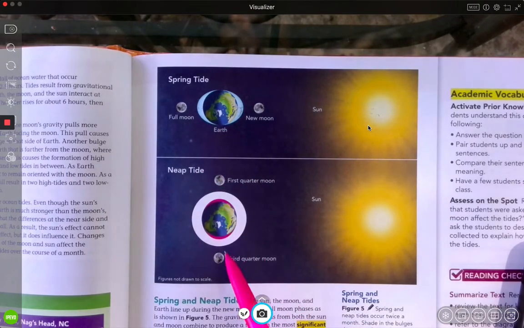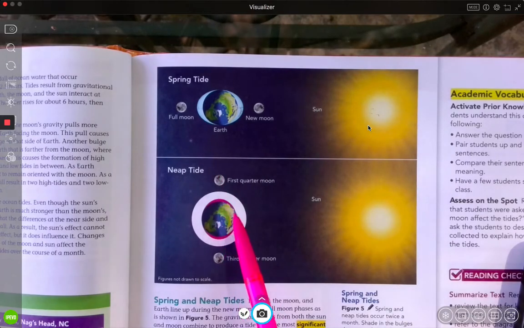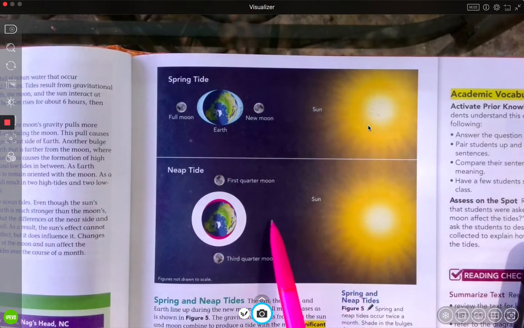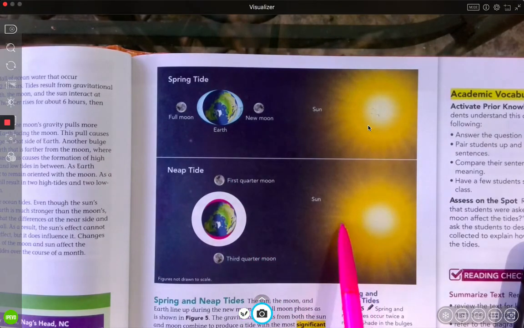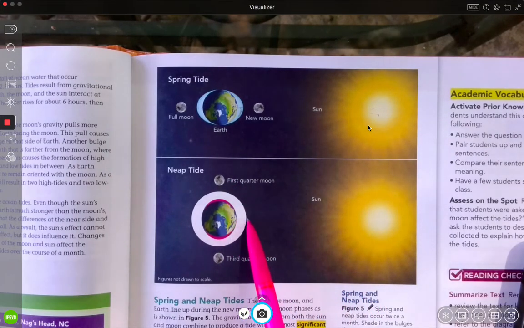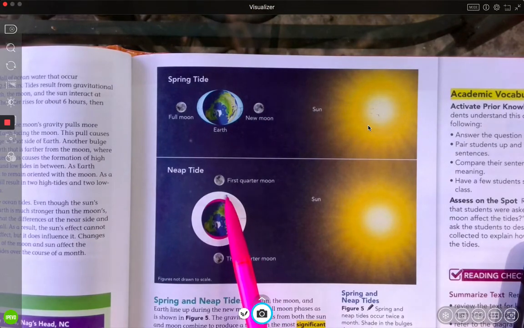Then a neap tide is the opposite. A neap tide is when they're working kind of against each other, so the sun and the moon are at a right angle. The sun's gravity is pulling the water this way, the moon's gravity is pulling the water that way. You can notice the purple, that's the high tide.